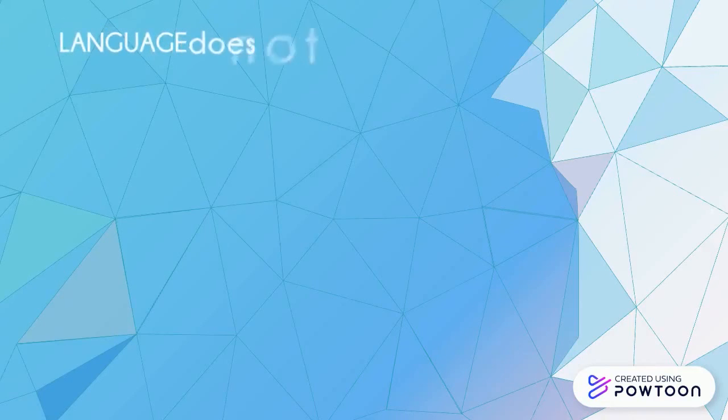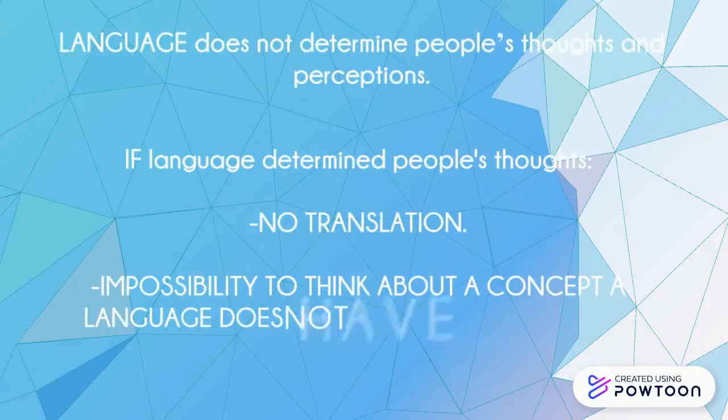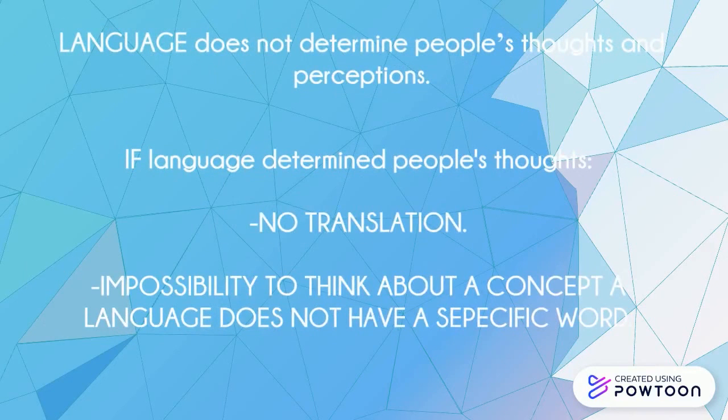It is certain that languages show linguistic distinctions in their lexicons and grammar. This doesn't mean that people's thoughts and perceptions are determined by the words and structures of the language they speak. If language determined our thoughts, there would be no place for translations, as it would be impossible for speakers to think about a concept for which their language had no specific word.